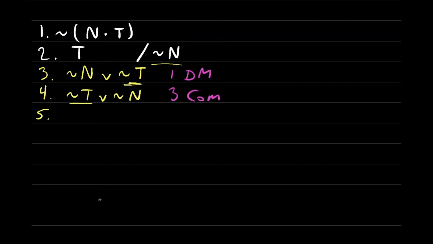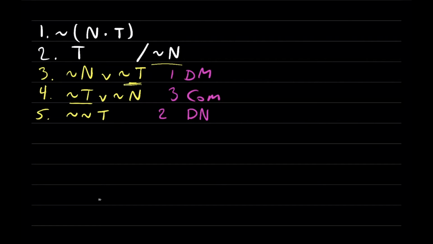Here we need not T, and we have T, so we can introduce a double negation, not not T. And this is going to follow from line 2 by double negation, DN. I want to make sure you really see why I'm doing this, right? On line 4, we have a disjunction. Either T is false or N is false. Well, we know T is true, but we need to take T and make it the negation of not T, not not T. That's why we use this double negation step.